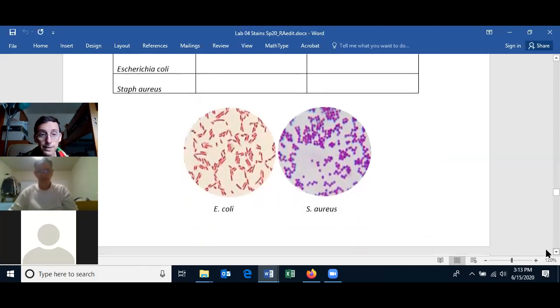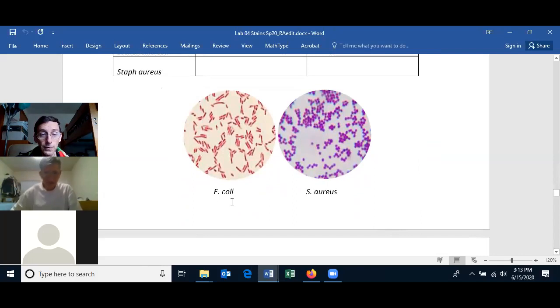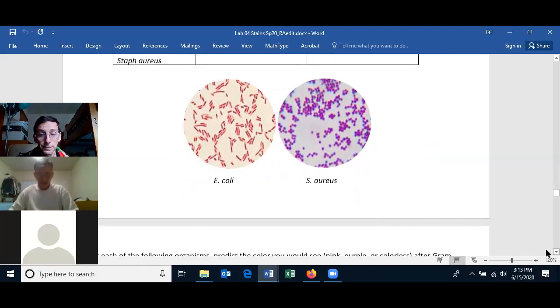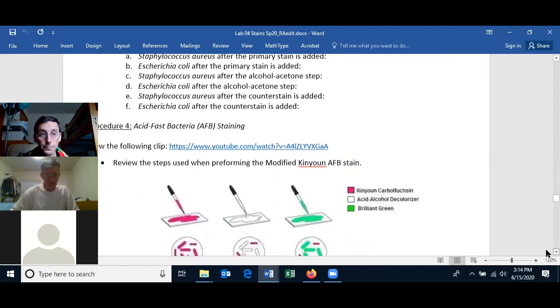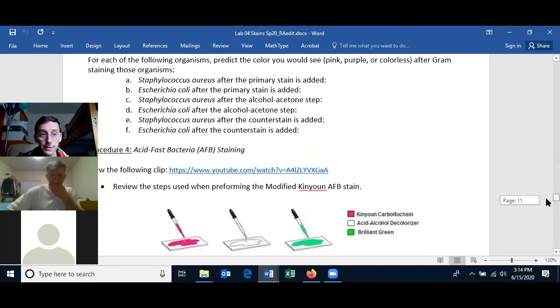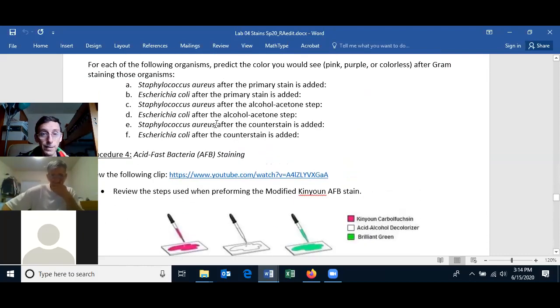Okay, here's 2 cells. What E. coli looks like under a gram stain, and what Staphylococcus aureus looks like under a gram stain. And then you're asked to determine the color of these, and you'll have to look up whether they're gram-positive or gram-negative, and I think that's someplace in the lab. And then go through procedure 4, acid-fast bacteria stain. Watch the video.